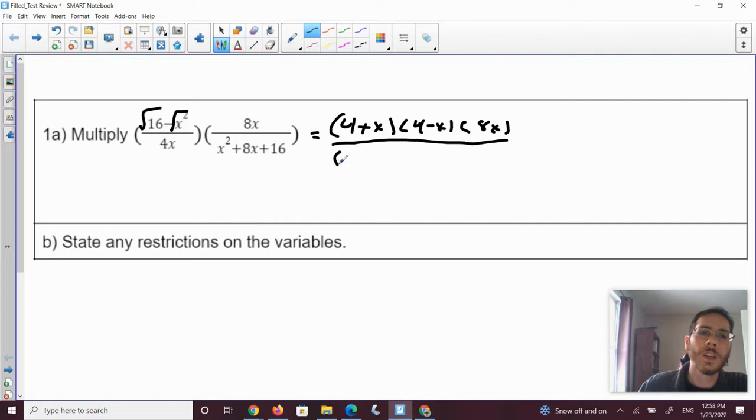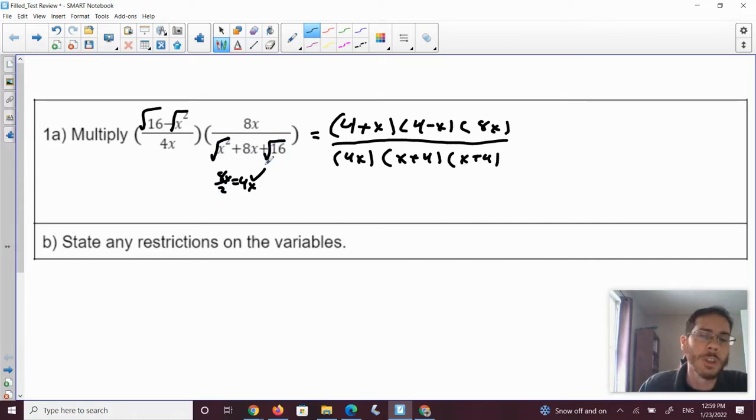And then on the bottom, we've got the 4x, and then we want to factor this over here. But again, this is another special factor. This is just going to become x plus 4 and another x plus 4. So again, that's a squared plus 2ab plus b squared. The square root of x squared is x, the square root of 16 is 4, and 8x divided by 2 equals 4x, and that is x times 4.